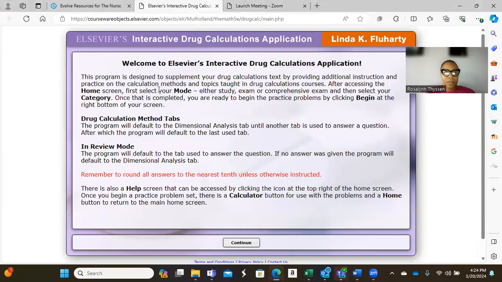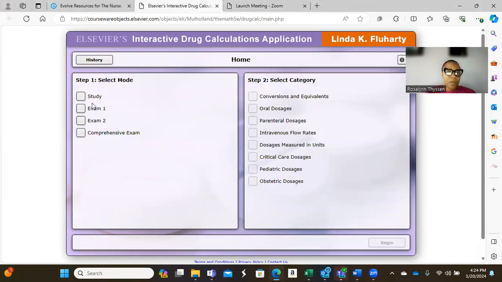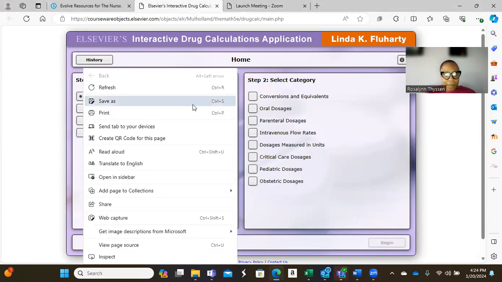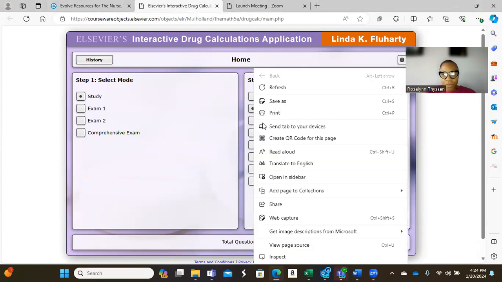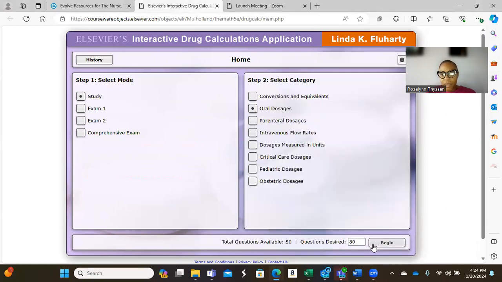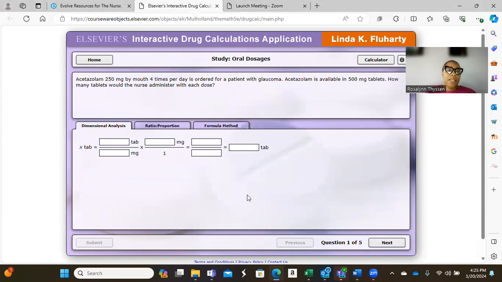All right. Okay, we're going to do the study mode, and we're going to start off very simple with oral dosages. Let's do 5 questions. We're going to be using dimensional analysis, again using the Thyssen method.